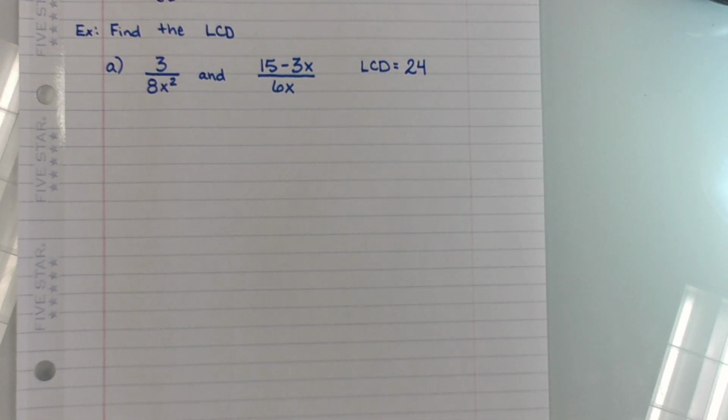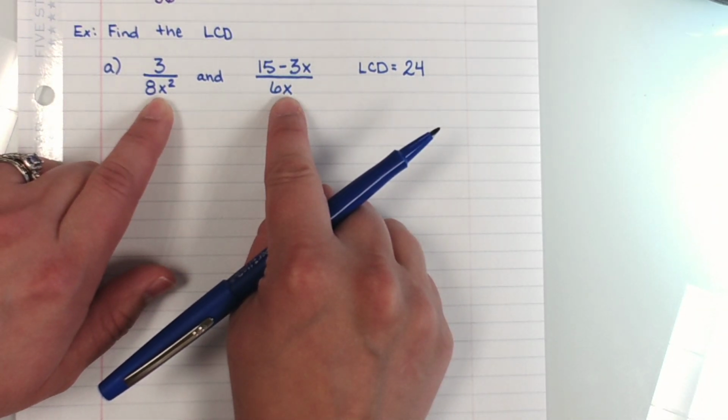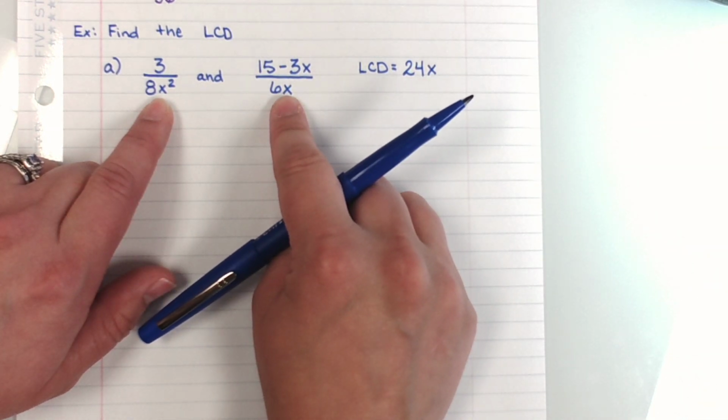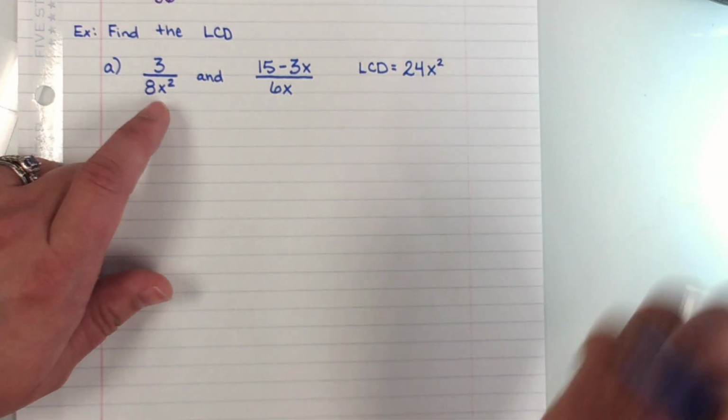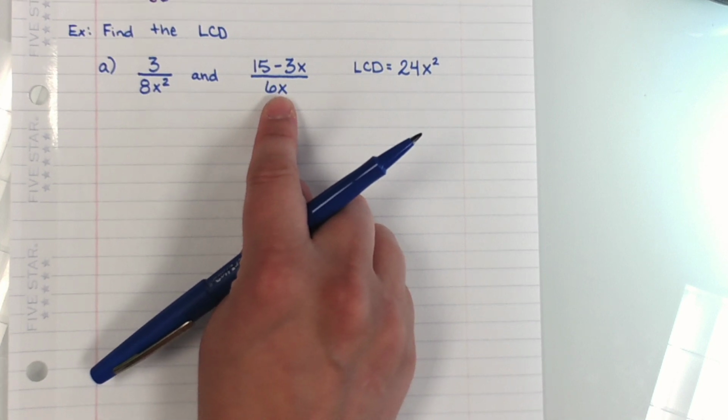What about x squared and x? Smallest thing they can both become? When it's just variables, it's x to its biggest power that's there. Squared. Because I can multiply by x by x to get x squared.